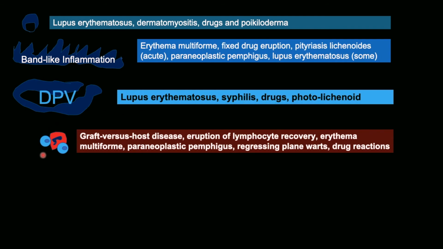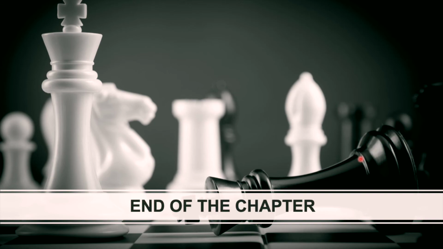And satellite necrosis we see in graft-versus-host disease, eruption of lymphocyte recovery, erythema multiforme, paraneoplastic pemphigus, regressing plane warts, and drug reaction. This is the end of the chapter.